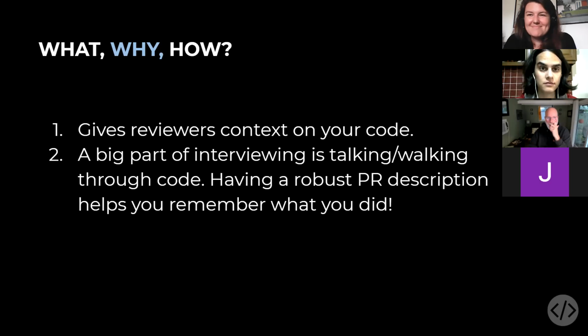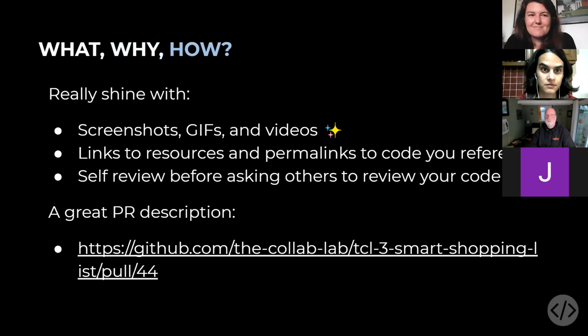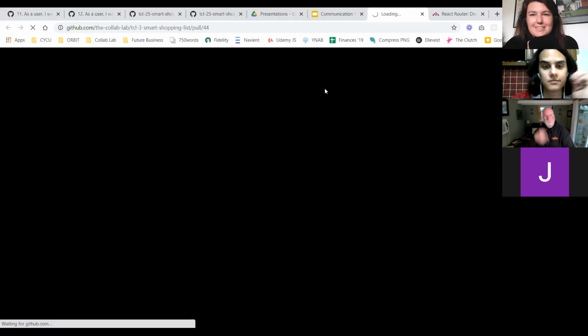Here are some examples that can really help in writing a standard PR by, for example, sharing screenshots or videos of what the code does on the UI, or linking to resources and permalinks to code you reference outside of the PR. So instead of sharing how you did some code, you can link it out, which will be shown in the example here.